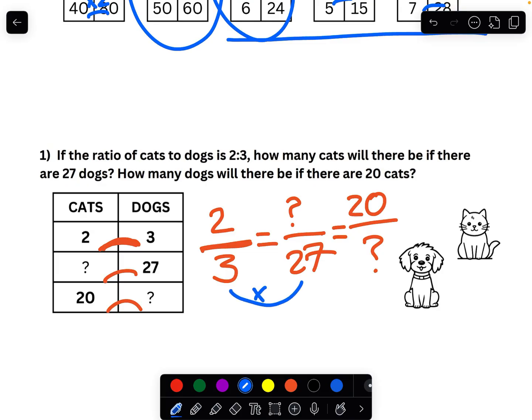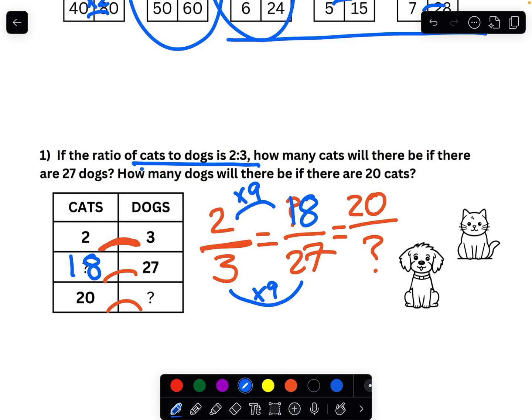Here I know that 3 times 9 is 27. So whatever I do to my denominator, I do to my numerator when we're dealing with proportional relationships. And because we have a set ratio here, we know that we're dealing with proportional relationships. 2 times 9 is 18. So I know that if the ratio of cats to dogs is 2 to 3, then if we have 27 dogs, we have 18 cats.